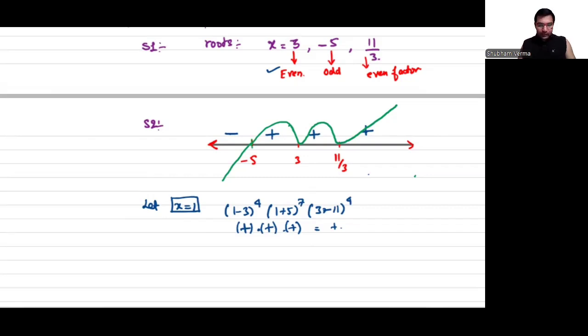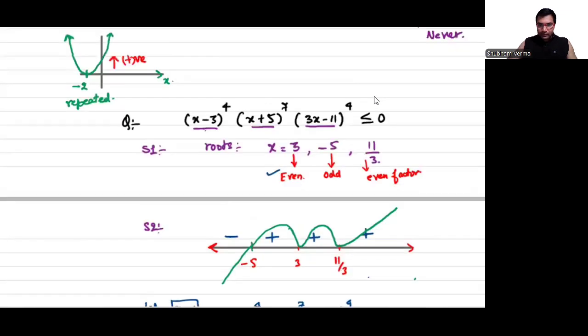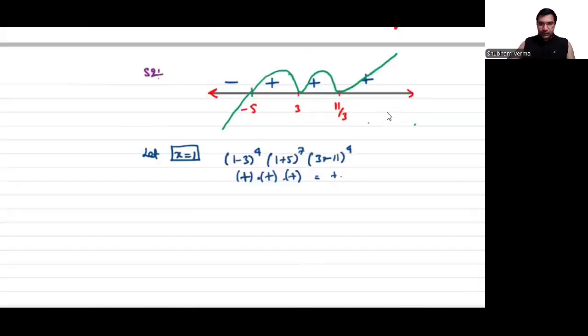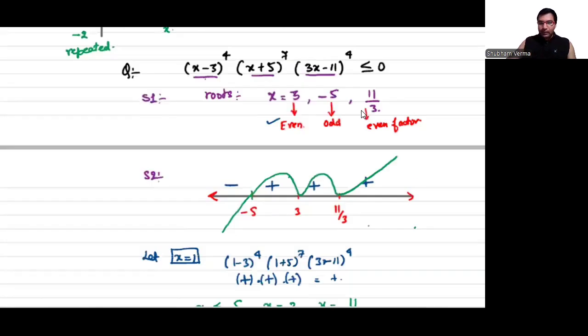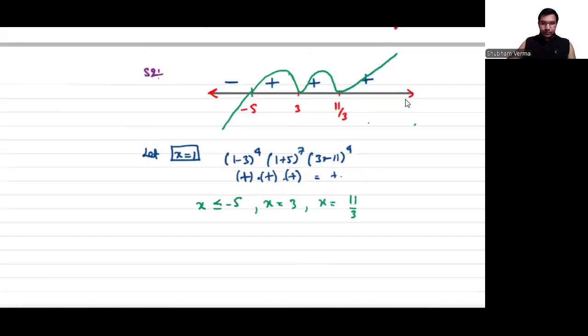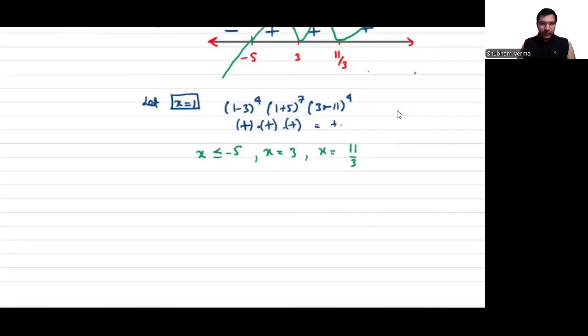Now, what is my answer to this? The answer is less than or equal to 0, right? So how do I write my answer? x less than minus 5, because at minus 5 also it is 0, isn't it? Or x is equal to 3, or x is equal to 11 by 3, because we want less than or equal to 0. So x less than or equal to minus 5, and this.